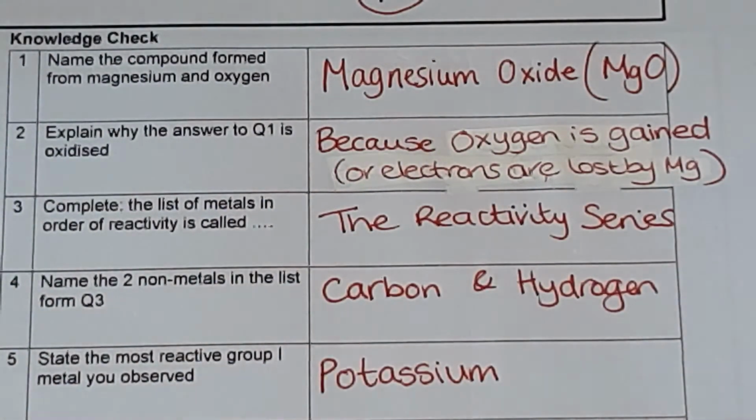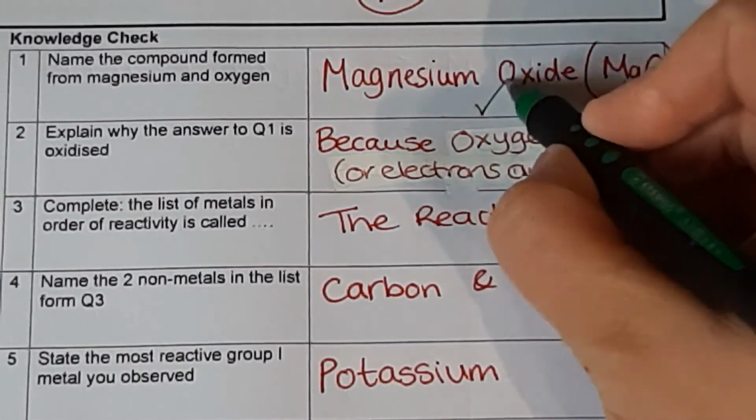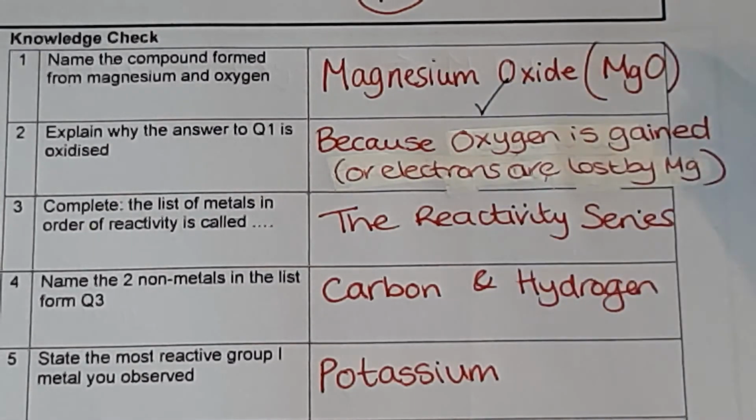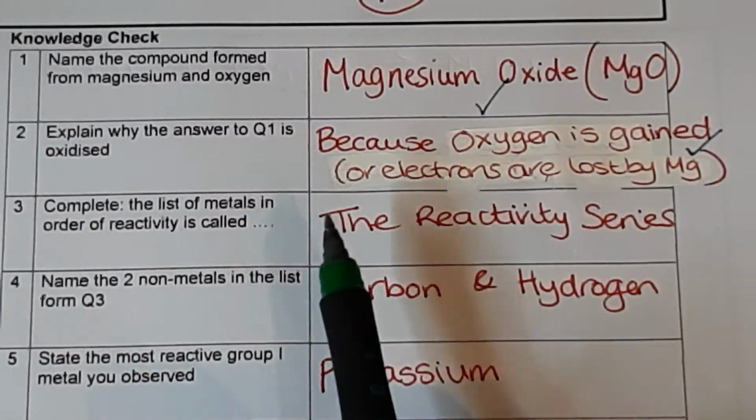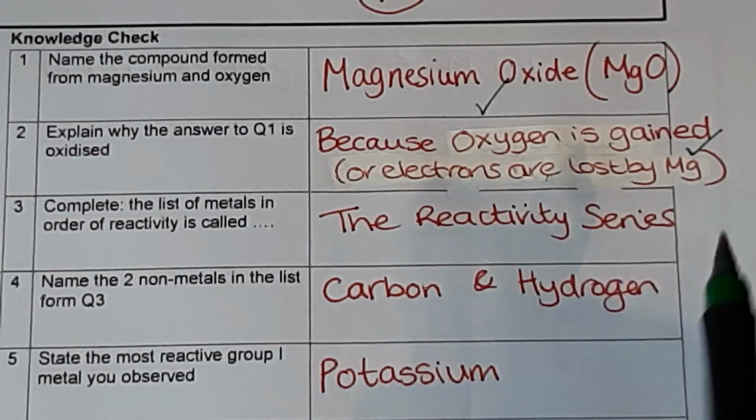Okay, so let's go through those. Question 1, name the compound formed from magnesium and oxygen. Well, that's magnesium oxide, or MgO. Make sure you've got correct capitals and small letters there. Explain why the answer to question 1 is oxidized. Well, that's because oxygen is gained by magnesium, or alternatively, you may have said electrons are lost by magnesium.